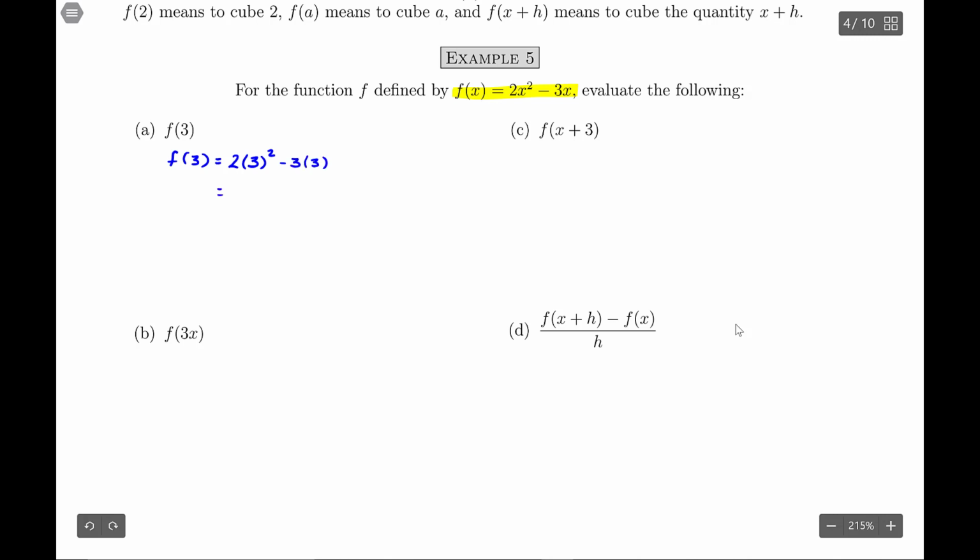3 squared is 9, 2 times 9 is 18, 3 times 3 is 9, so we end up with 18 minus 9. And when we evaluate f of 3, we get that it is equal to 9. For part B, we're evaluating it at 3x. So we take every instance of x in our original function and we replace it with 3x.